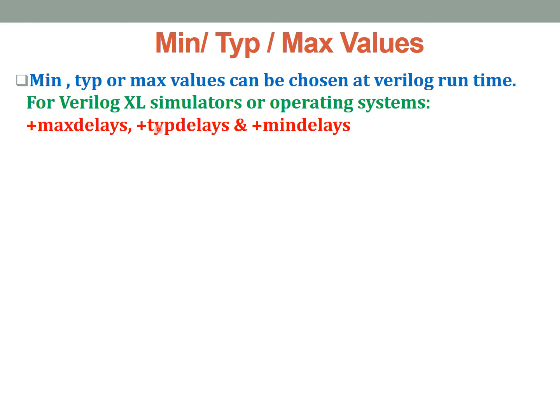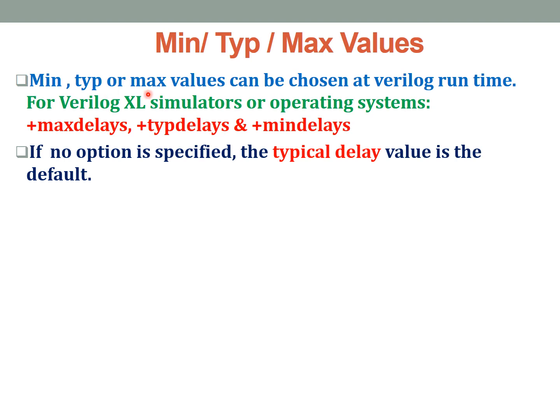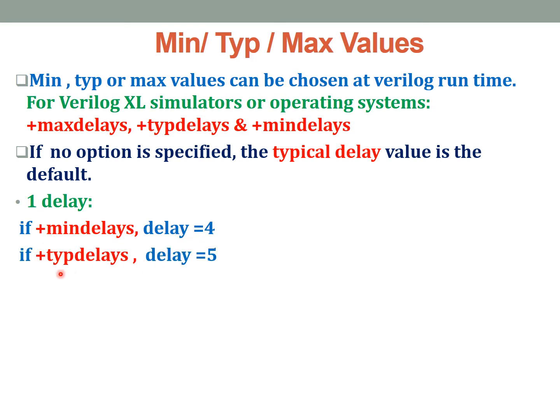So there are different simulators which specify these delays in different ways. Depending on the simulator, for example, the Verilog-XL simulators specify it as +maxdelays, +typdelays and +mindelays. In case no option is specified whether it is maximum, typical or minimum delay, then always the typical delay is the default value. So in case of one delay example, let's take, if we have specified that the minimum delay should be 4, the typical delay expected is 5 and the maximum delay expected is 6.